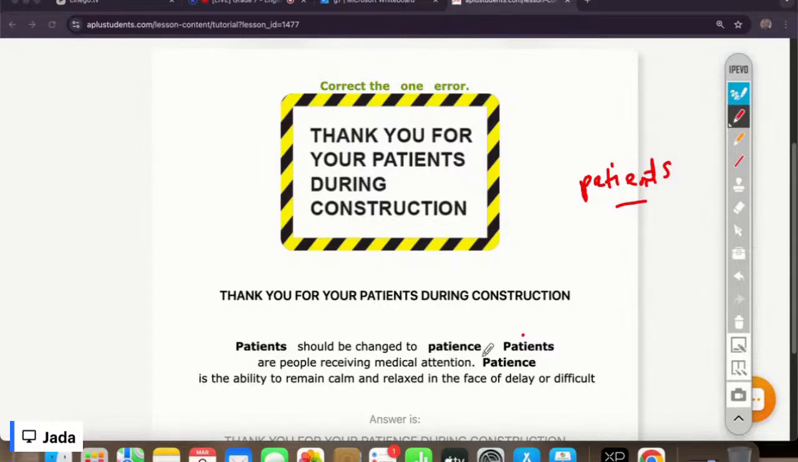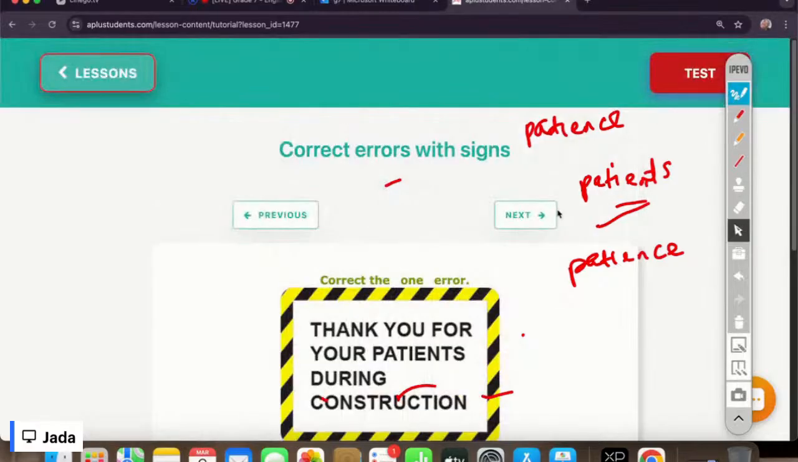Patients are people receiving medical attention. So whenever you say this, you're referring to someone in the hospital that they call a patient. And then patience is the ability to remain calm and relaxed in the face of delay or difficulty. So that's why we have here, thank you for your patience. You shouldn't be a patient during construction. So you have to take notes. These are common errors that people make while writing.